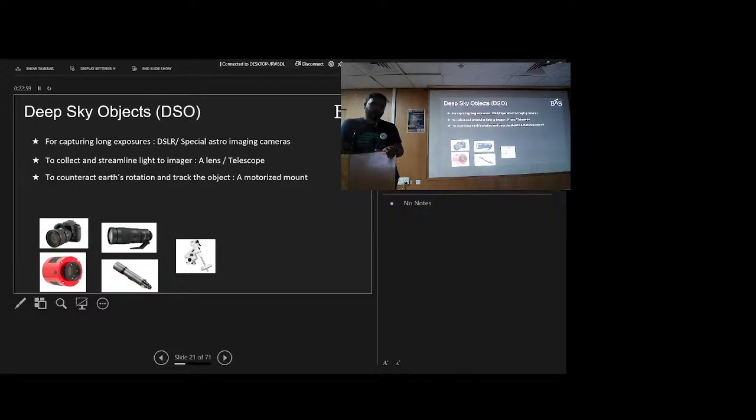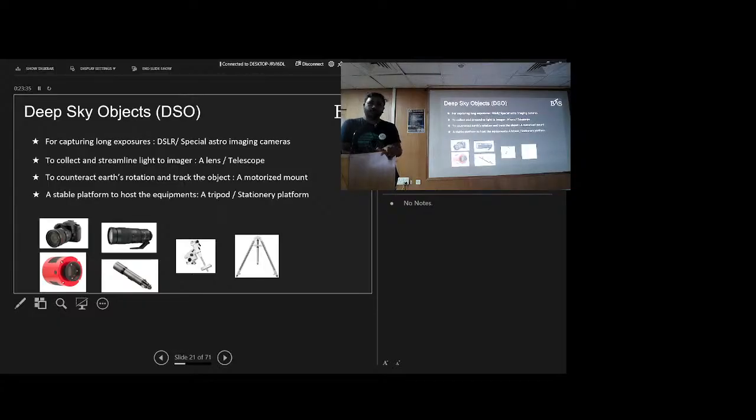This mount actually contains motors and has interfaces that we can connect to an external computer or a small device like a Raspberry Pi, and then we can automate the setup and make it track the object that we are trying to image. Without this, exposing the camera for 5 minutes will not lead us to the beautiful images we see. So that's the real need of this mount.